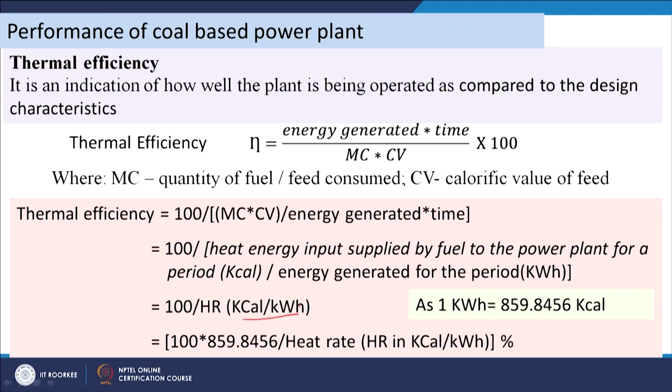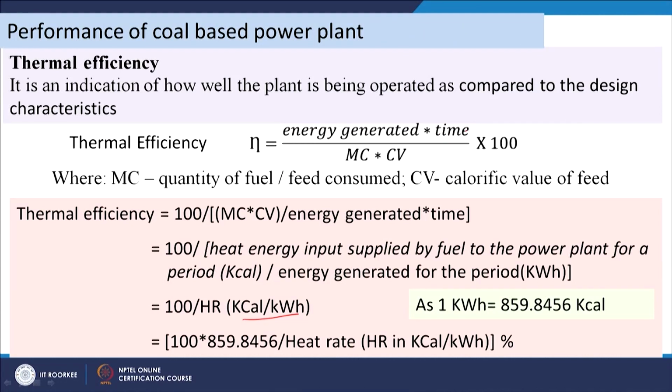Now, what is the thermal efficiency? Thermal efficiency is the inverse of this heat rate, that is 100 by HR, in kilocalorie per kilowatt hour. So, thermal efficiency is defined as the energy generated into time divided by the amount of fuel used into the calorific value of the fuel. Now, how much energy you are getting per unit amount of heating value of the fuel. So, that is the energy efficiency. So, thermal efficiency is equal to 100 divided by MC into CV divided by energy generated into time. Here we see MC divided by energy generated into time is nothing but the HR. So, we can get 100 divided by HR.